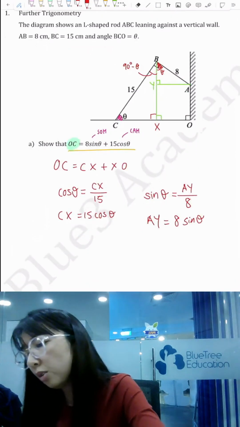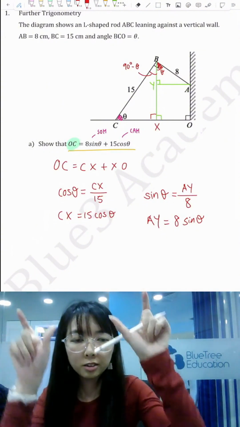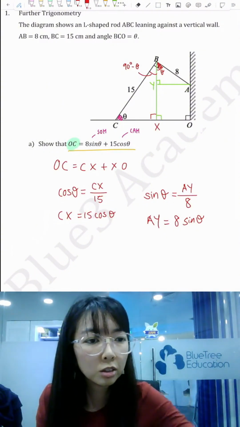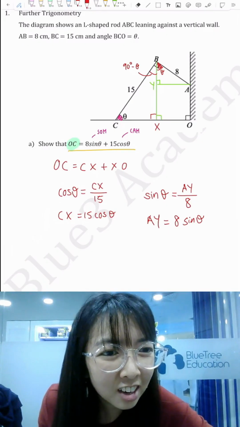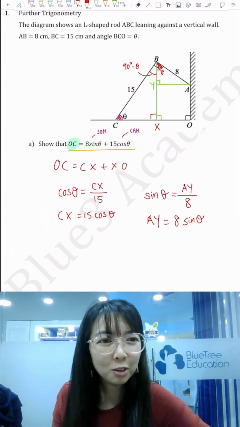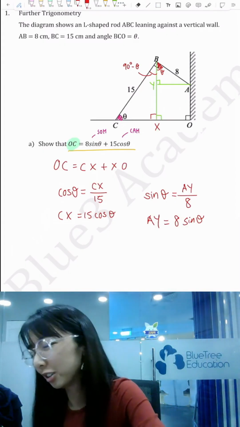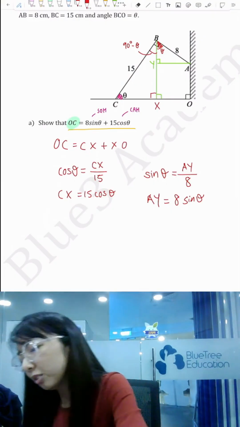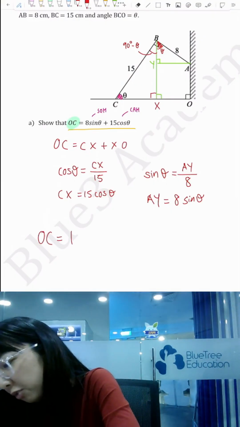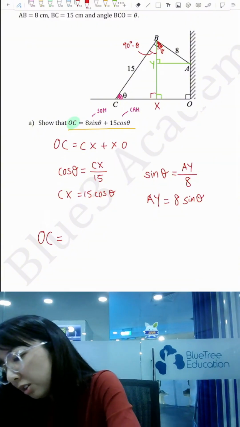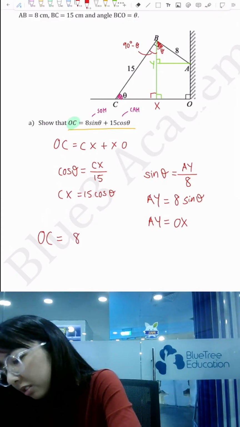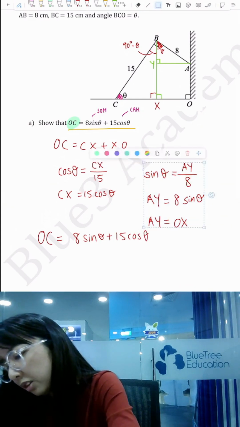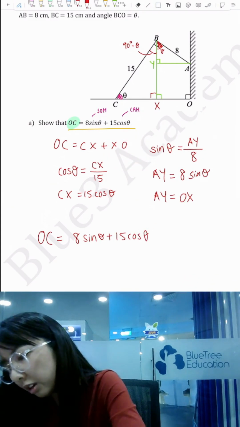Then AY is the same as XO, because of the right angles, they're exactly the same. It's like a rectangle. Okay, the circles one. So my OC, I do my AY first. Since AY equals OX, my OC will be 8 sine theta plus 15 cos theta. That's it. Then I got it already. Now then I put shown.